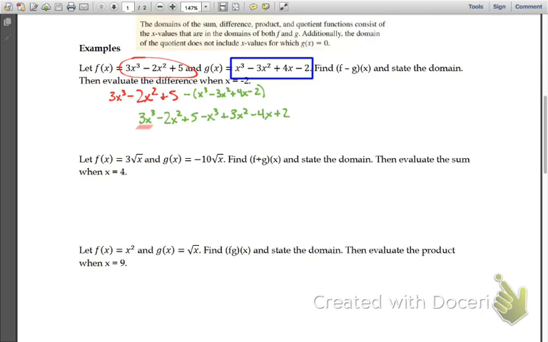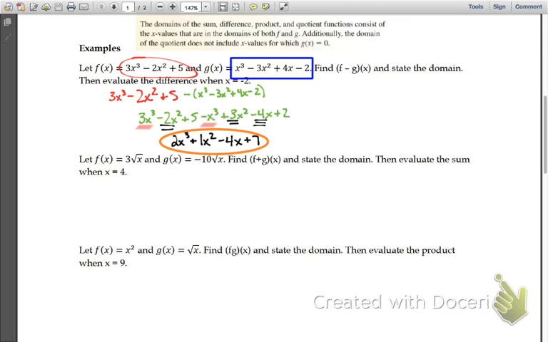Combine like terms. So 3 minus 1 is going to give me 2x to the third. Do the same thing with the squareds. I'm going to have plus, if you want to have plus 1x squared, that's fine. I only have 1x, so minus 4x. And then 5 plus 2 is going to give me plus 7. So there's the function combined with the operation. There are no restrictions here.